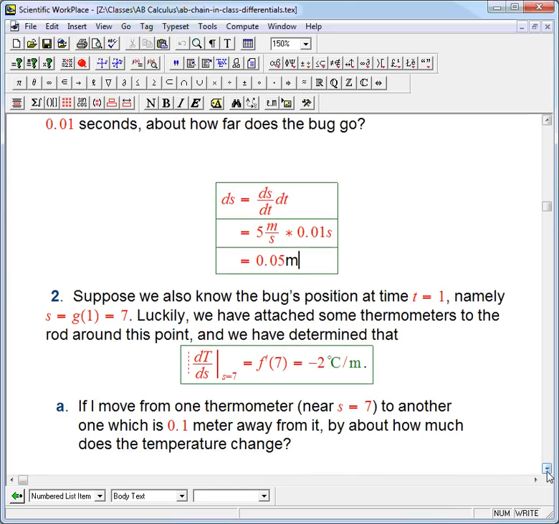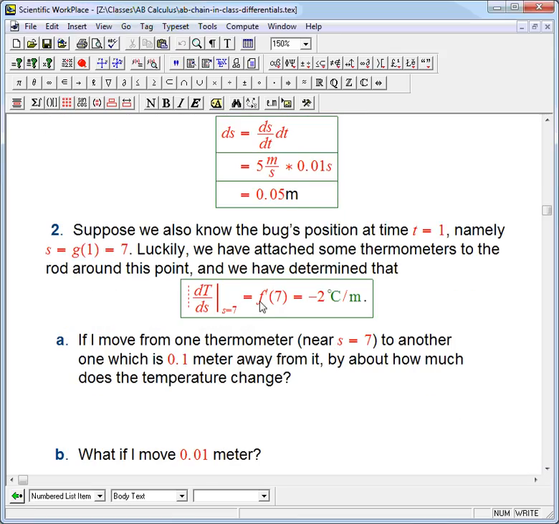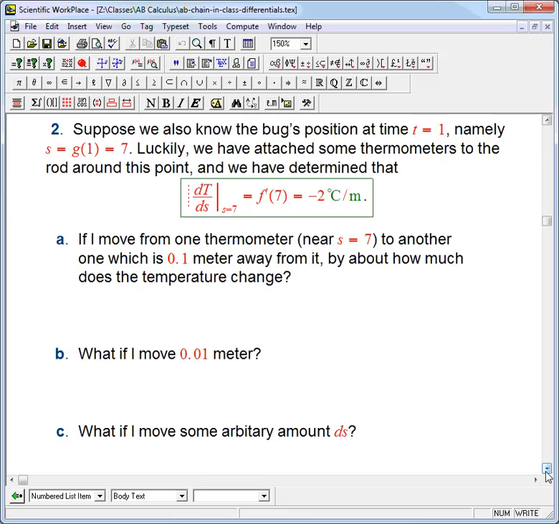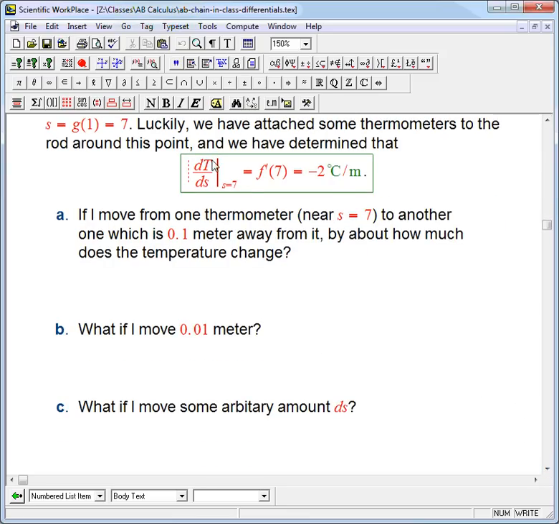Now, suppose we also know how sensitive the temperature is to a change in position. This is something that doesn't know about the bug at all. It just says if I change from one thermometer to a nearby thermometer, it gives me an idea of how much the temperature changes. We're going to investigate that separately. So we're really just looking at T, the temperature, and the position right now. And we're only going to put them together in part 3.